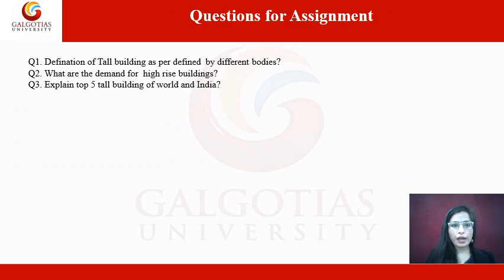Now we have only three questions for your assignment. The first one is the definition of a tall building as defined by different bodies, at the international level or national level. You can cover all the bodies. Next, what is the demand for high-rise buildings? Why do we need high-rise buildings? You have to elaborate this answer. Next, explain the top 5 tall buildings of the world as well as India. You have to cover all the top 5 buildings at national and international levels.